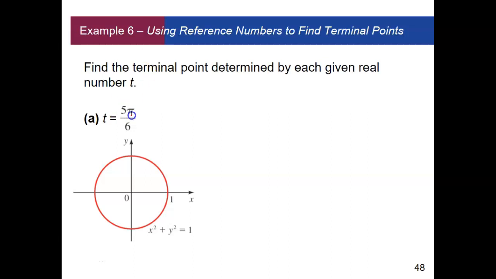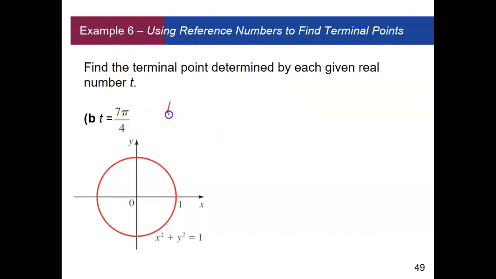Okay, the first one here, 5 pi over 6, we're going to be over here in the second quadrant. And we know that our reference angle is pi over 6. So that tells me that it's going to be square root of 3 over 2 and 1/2. And in the second quadrant, it's negative, positive. So it's going to be negative, positive for our answers on that one.